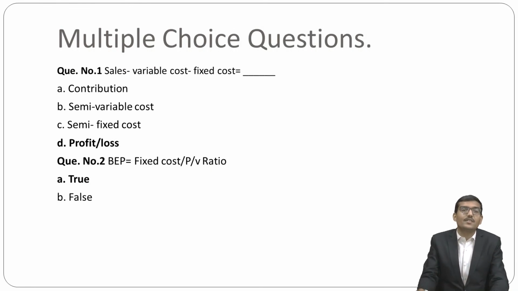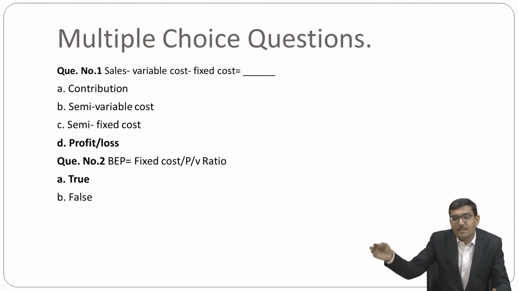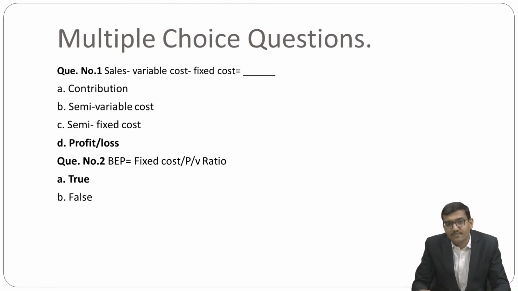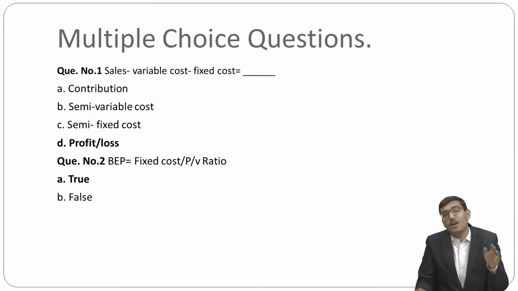After that, solve the third aspect, that is multiple choice questions. Sales minus variable cost minus fixed cost, that is what? Your profit or loss. Then break even point is equal to fixed cost divided by PV ratio. The answer is true. Yes, this is the perfect formula of break even point when we use the PV ratio formula. Yes or no, my dear friends?